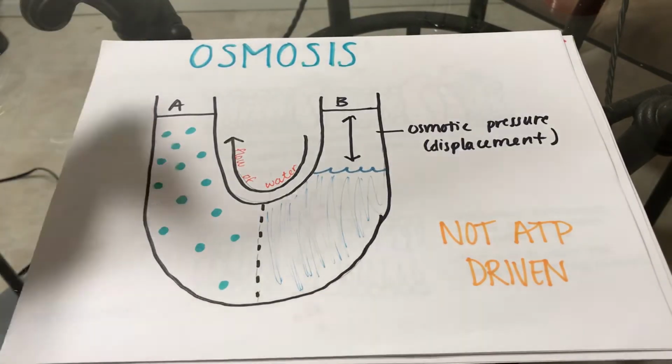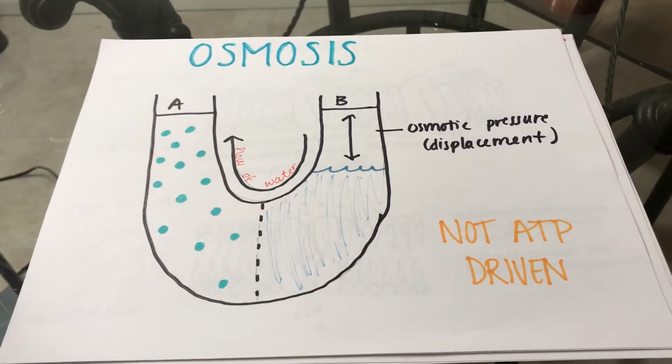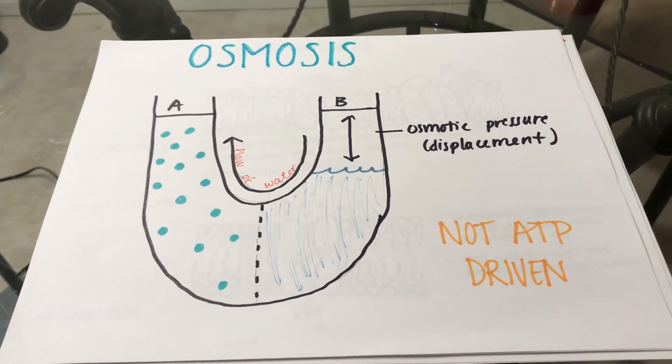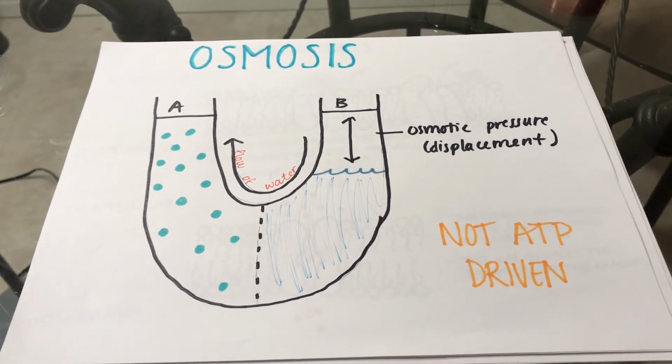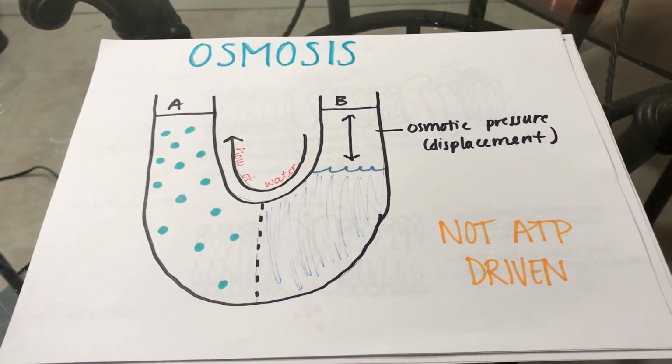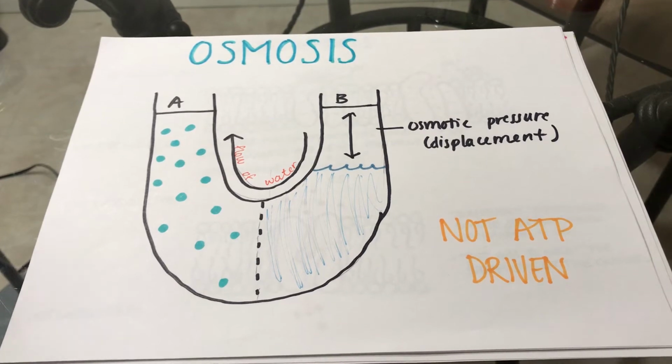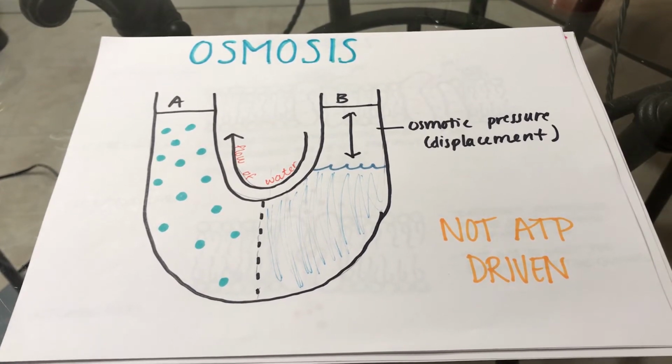Next up is osmosis. Osmosis is the process by which molecules of a solvent, water in most cases, pass through a semi-permeable membrane from a less concentrated solution into a more concentrated one, which equalizes the concentrations on each side of the membrane.